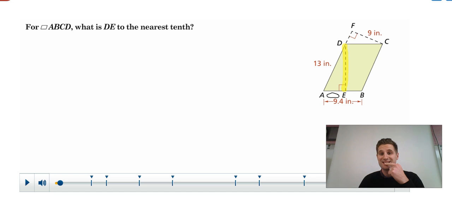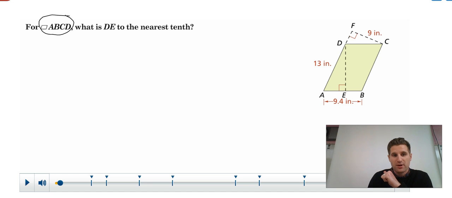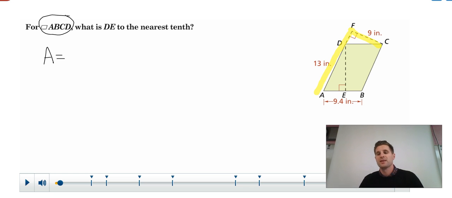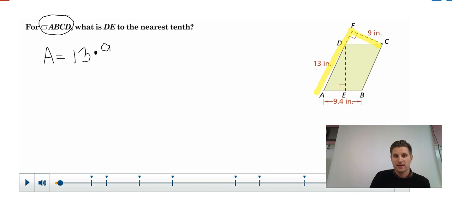What I can do instead is use area. I can actually find the area of this parallelogram, and I'll show you how. You're like, but Mr. Smith, we don't have DE. Well, if you think about it, do you see how this piece and this piece form a 90? So there's my base and my height. So I can actually use 13 times 9 as the area of this figure.